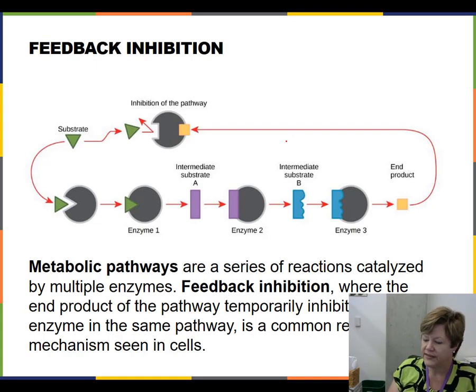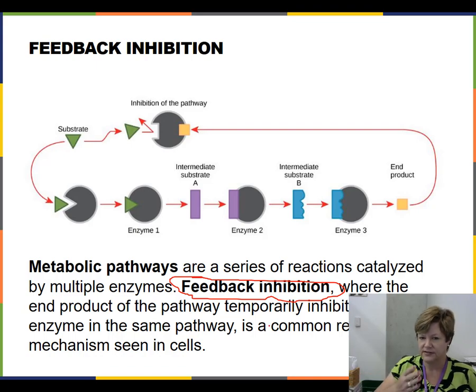And one way that works in terms of controlling reactions, it's a very common mechanism, is called feedback inhibition. So when a cell has a certain enzymatic pathway, a certain biochemical pathway, a series of reactions catalyzed by enzymes, what often happens is enzyme 1 converts green triangle into purple rectangle. Enzyme 2 converts purple rectangle into blue squirrely thing. Enzyme 3 converts blue squirrely thing into yellow square.